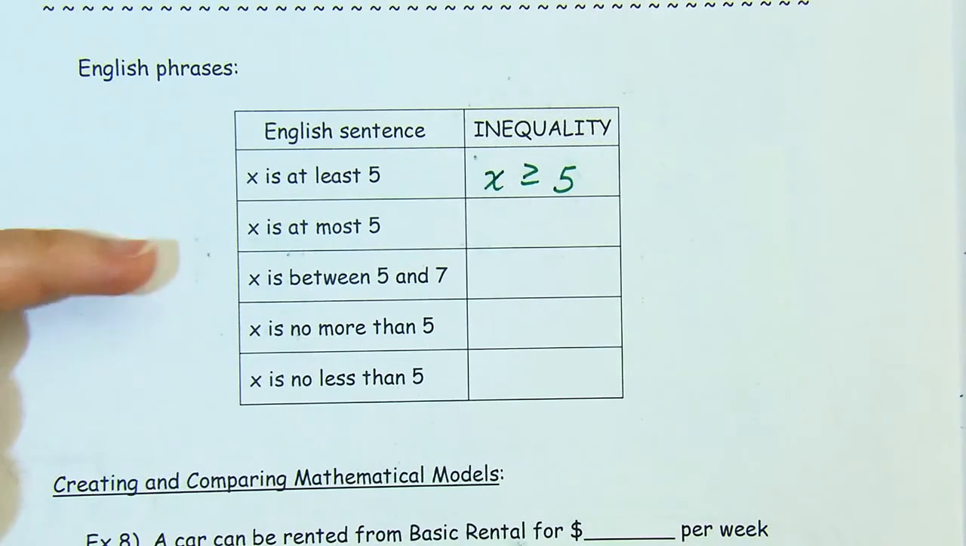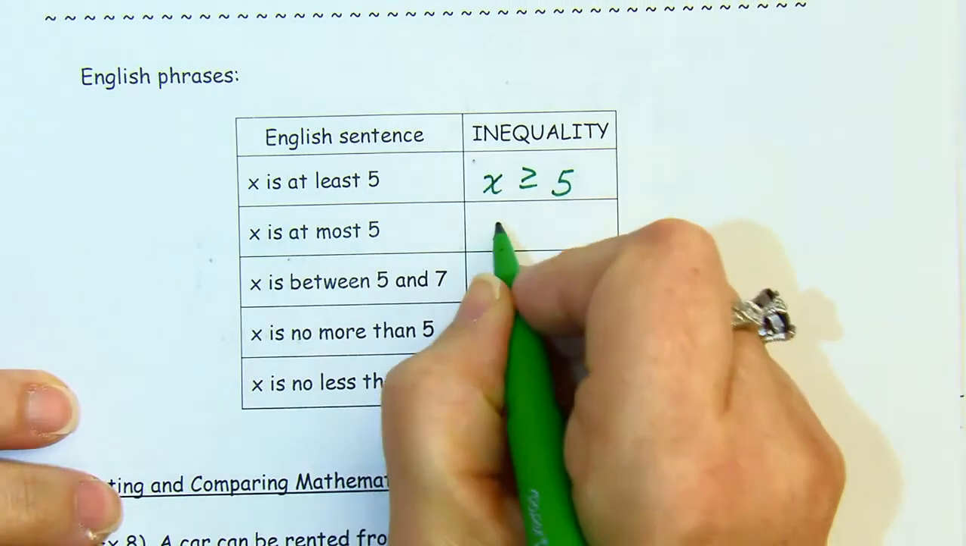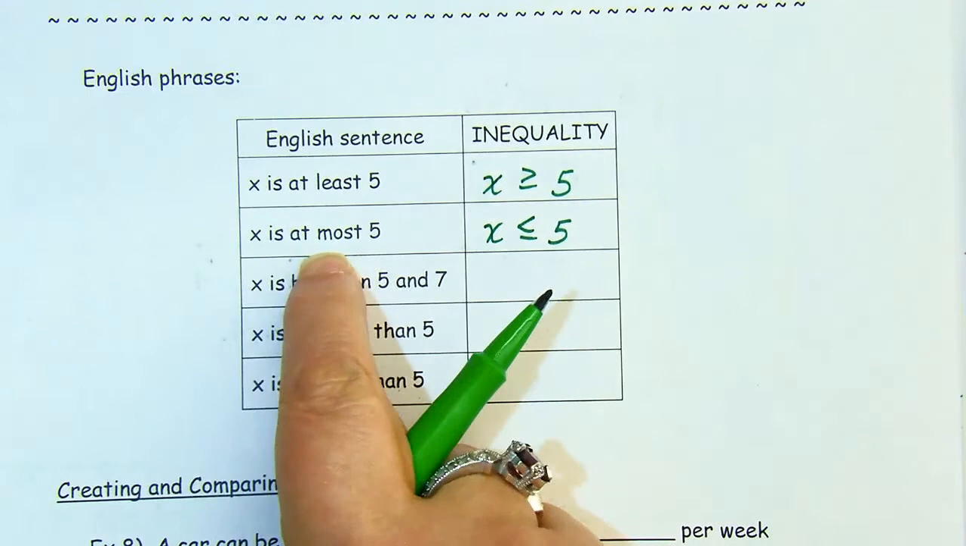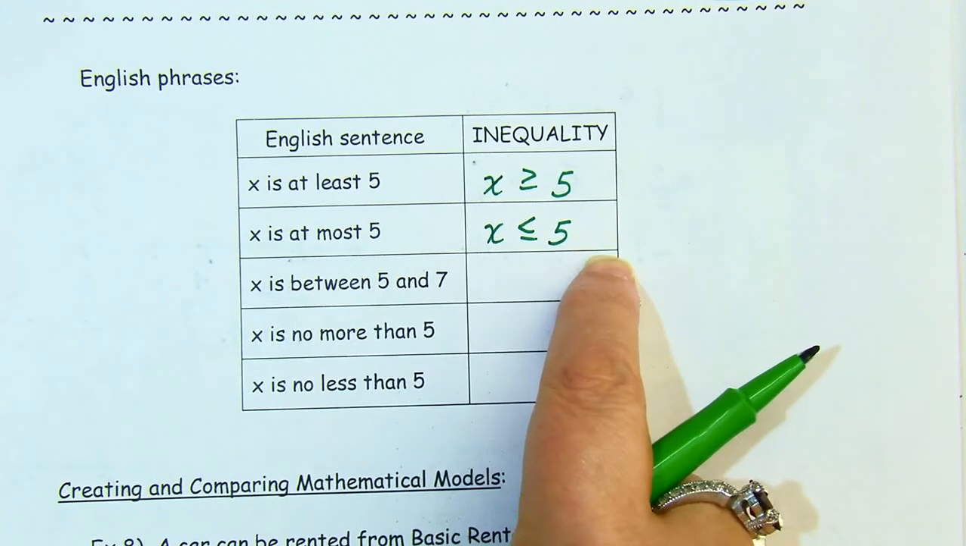X is at most 5. Now I'm the customer at the yard sale. At most I want to pay for that is $5. Will I pay more? I will not pay more. Would I pay less? Yeah, I'll pay less, but I'm not paying more. So here's my X is less than or equal to 5. See, at most means okay with the 5, just not more than 5.